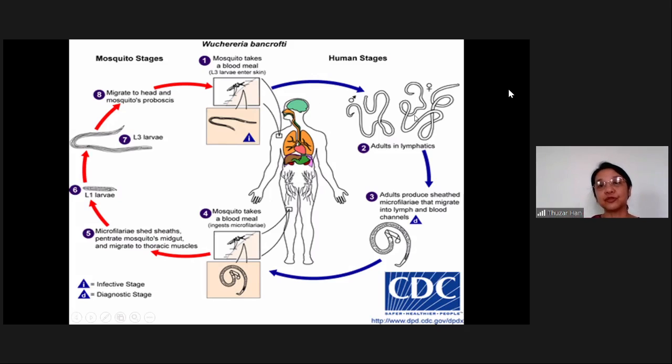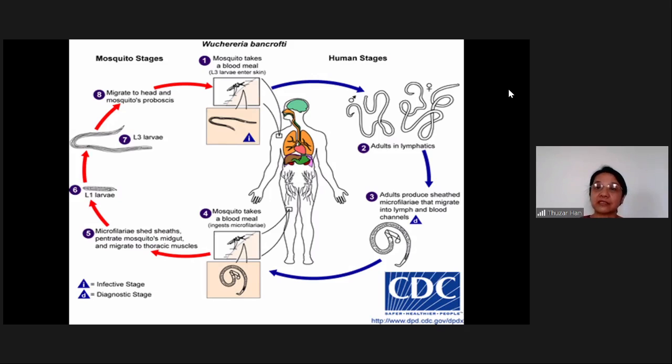Okay. If you know the life cycle, you know the clinical features. So what are the clinical features? One is due to the adult worm in the lymph node. Number two is the presence of the microfilariae in the circulation. Mainly, the signs and symptoms are due to adult worms in the lymphatic system. This condition is known as the classical type of filariasis.